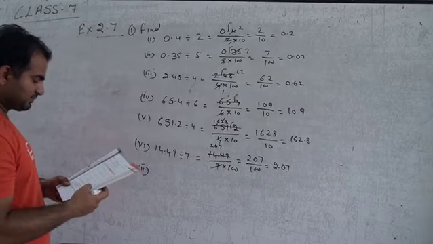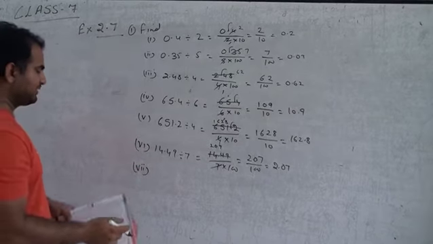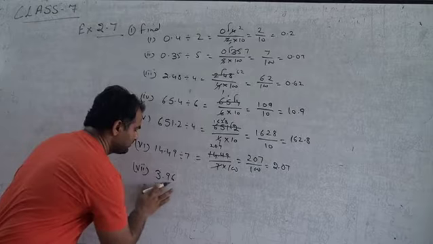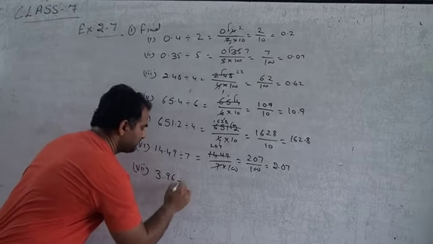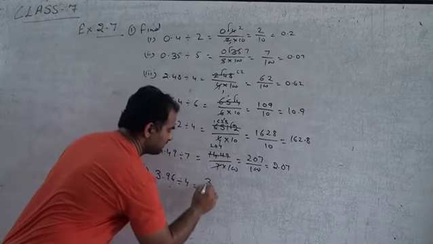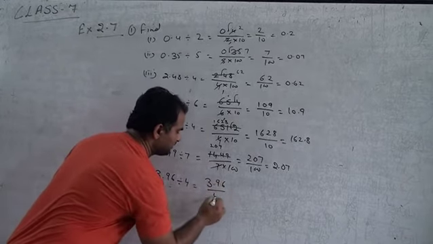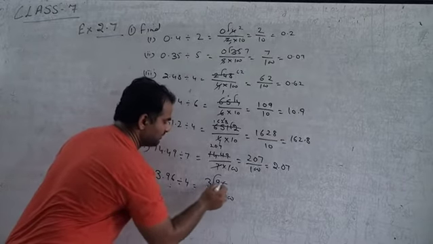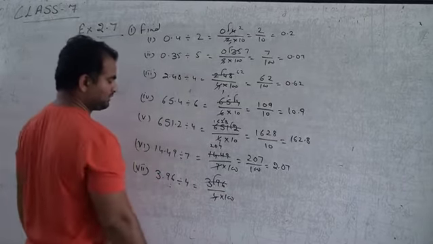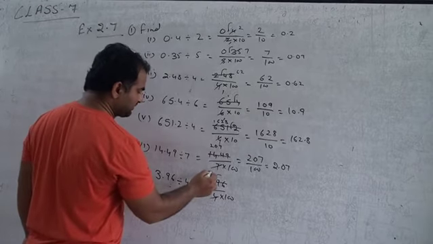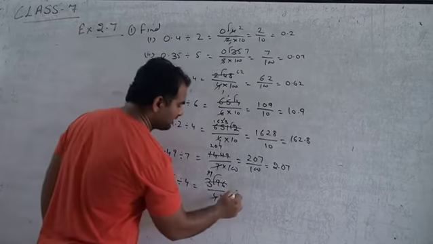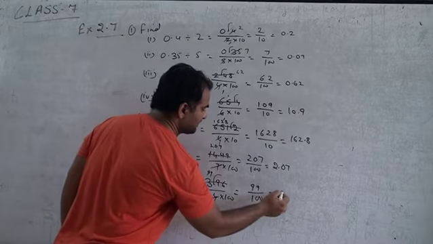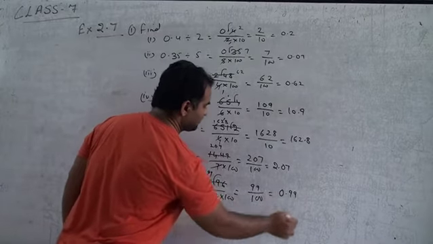Question number 7th is 3.96 divided by 4. It will be 3.96 upon 4. When this is removed, it will be 100. So 4 9s are 36, and 4 9s are 36. It will be 99 by 100, or we can say that it will be 0.99.